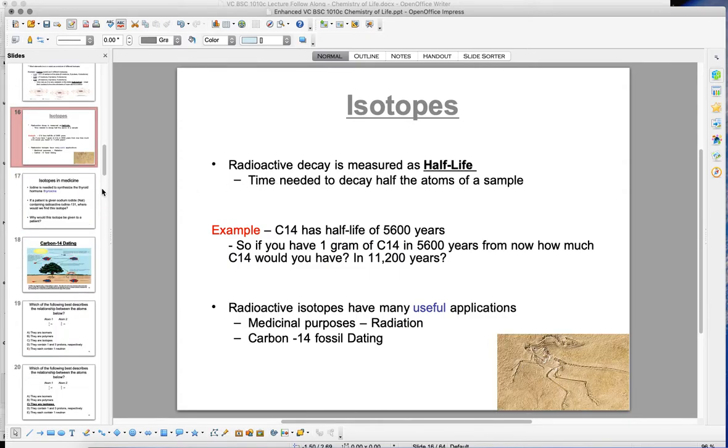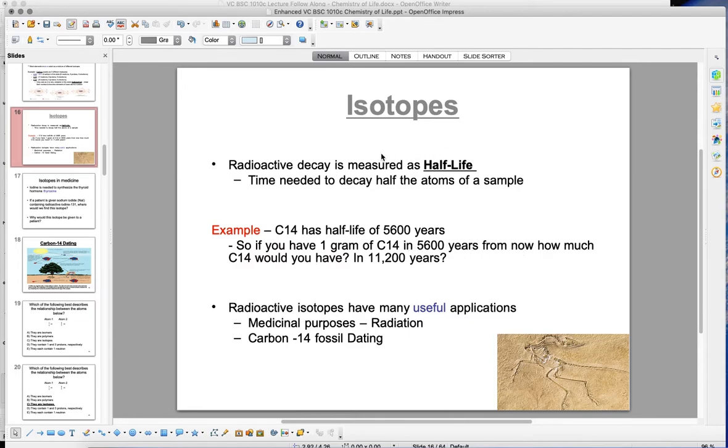Okay, so I'm going to skip this. I'm not going to test you guys on this. I'm just going to skip this about the radioactive isotope. But radioactivity, just real quick, I'll make one note about it. Radioactive isotopes are used, for example, for carbon dating. The decay of the radioactive isotopes is measured by half-life, and this is the time needed to decay half of the atoms of a sample. For example, C14 has a half-life of 5,600 years. So if you have 1 gram of C14, in 5,600 years you would assume that you would have half a gram, right?